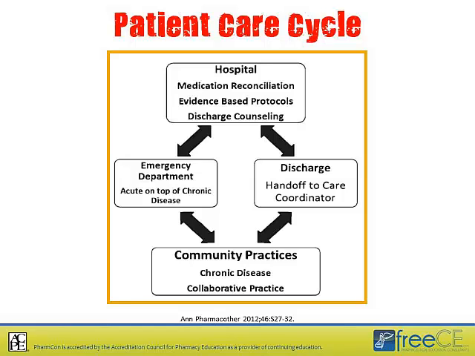They essentially have an acute on top of a chronic disease state and go to the emergency department. After that, they're admitted to the hospital, and medication reconciliation is hopefully taking place. There are likely evidence-based protocols that are being used to manage these patients. And hopefully they get some discharge counseling so that they know any medication changes that had occurred. They know about what happened in the hospital. They know about what their follow-up plan is and their plan of care is. They're then discharged, and hopefully we've got some nice handoff to coordinate our care between our inpatient and our outpatient providers, and then they're returned to their community practices.